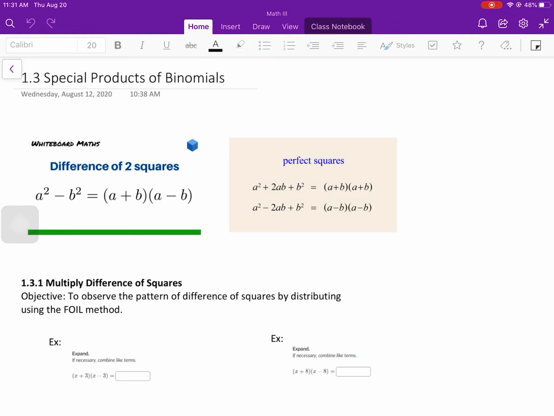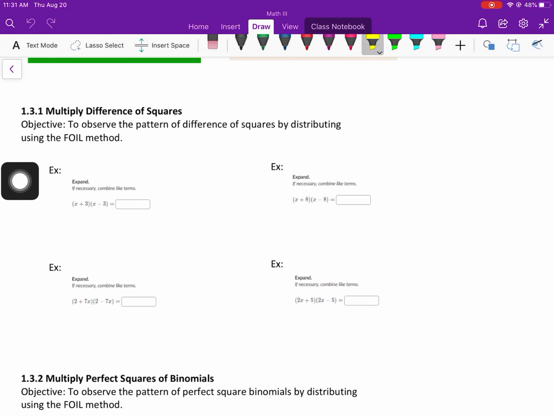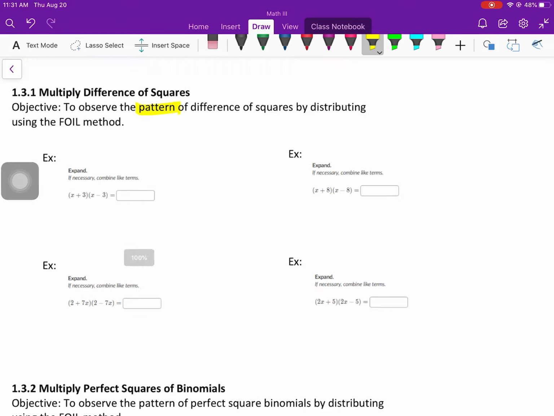And so that's a little shortcut, but first we're going to see where that shortcut comes from by doing things the long way, by using that FOIL method and seeing how things cancel out and leave us with something simple such as a squared minus b squared. Once we get the hang of that shortcut, we can apply it to more complex polynomials. So that's the whole point of 1.3.1, and you can see it in our objective: to observe the pattern of difference of squares by distributing using the FOIL method. So we're really just going to be looking out for a pattern right now and seeing what happens.